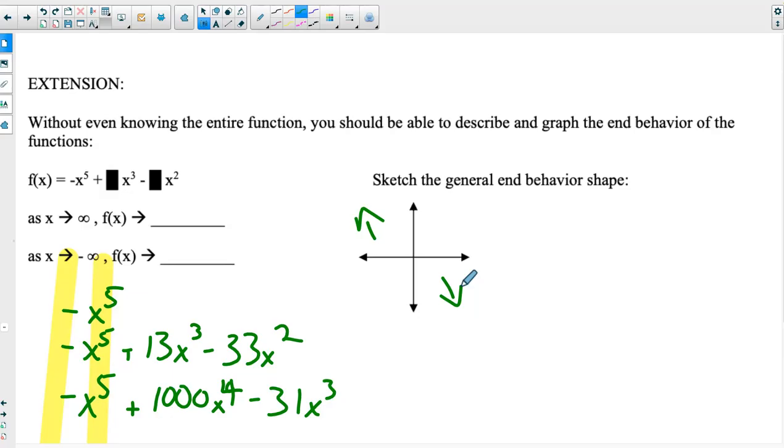And then I'll answer it just like I did on the last problem. The last problem, we had the same thing. Slightly different looking, but it was the same. So as I go to the right, I go down. And as I go to the left, I'm going up. Questions?